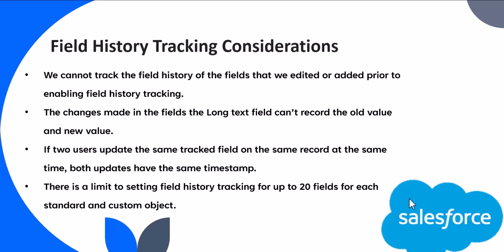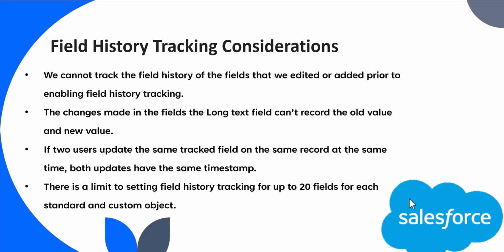The first one is that we cannot track the history of fields that were edited or added prior to enabling field history tracking. That means we can only track the changes in the fields that were made after enabling field history tracking, and the changes in long text area and multi-select picklist values cannot be tracked. It will only show that this field is edited.